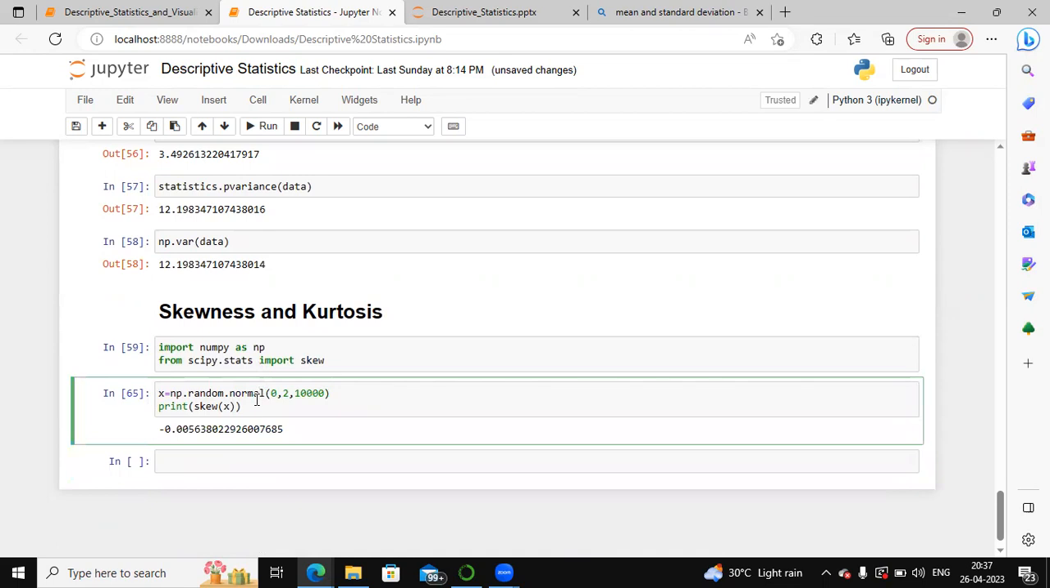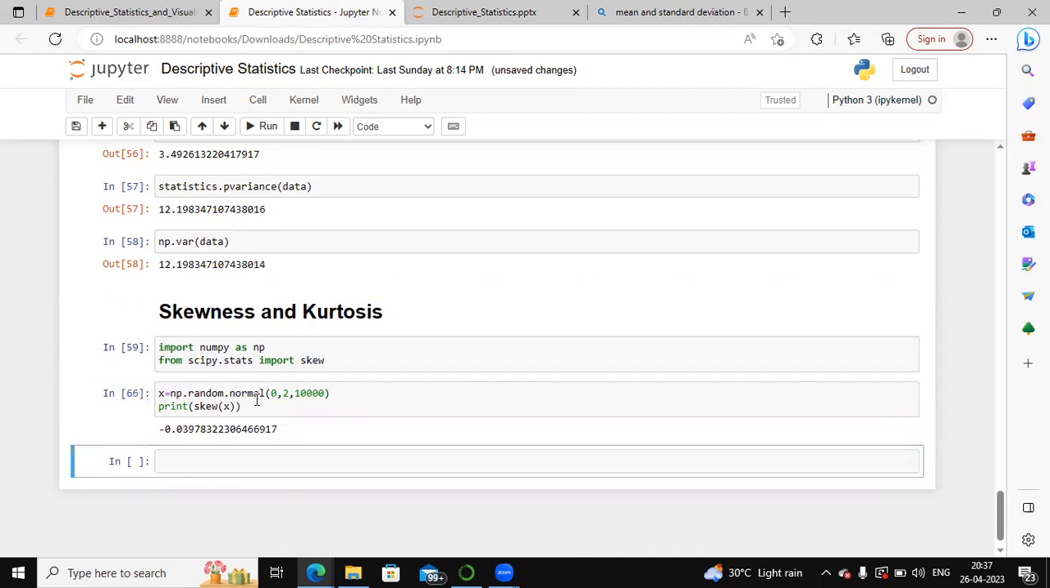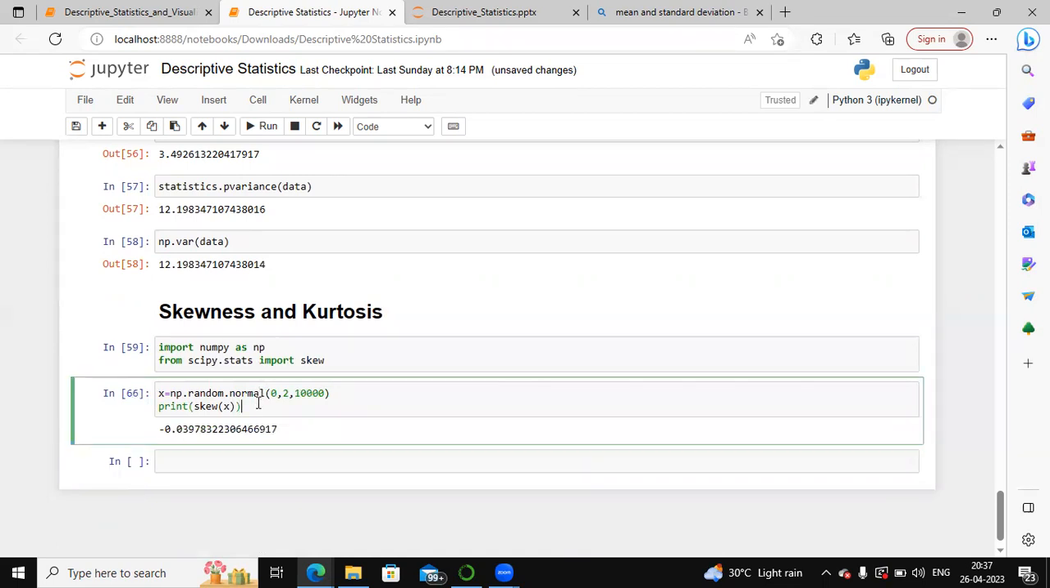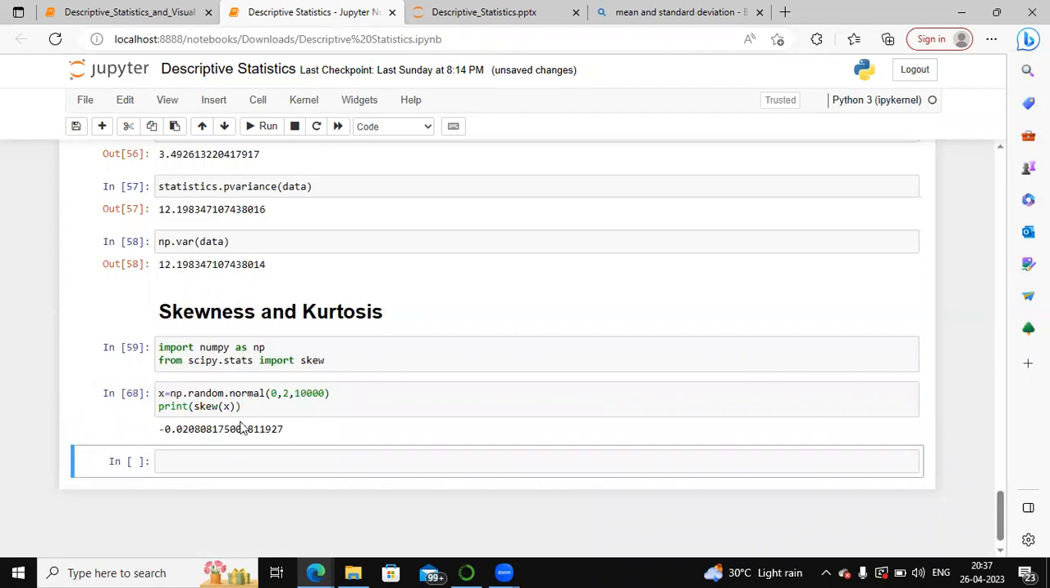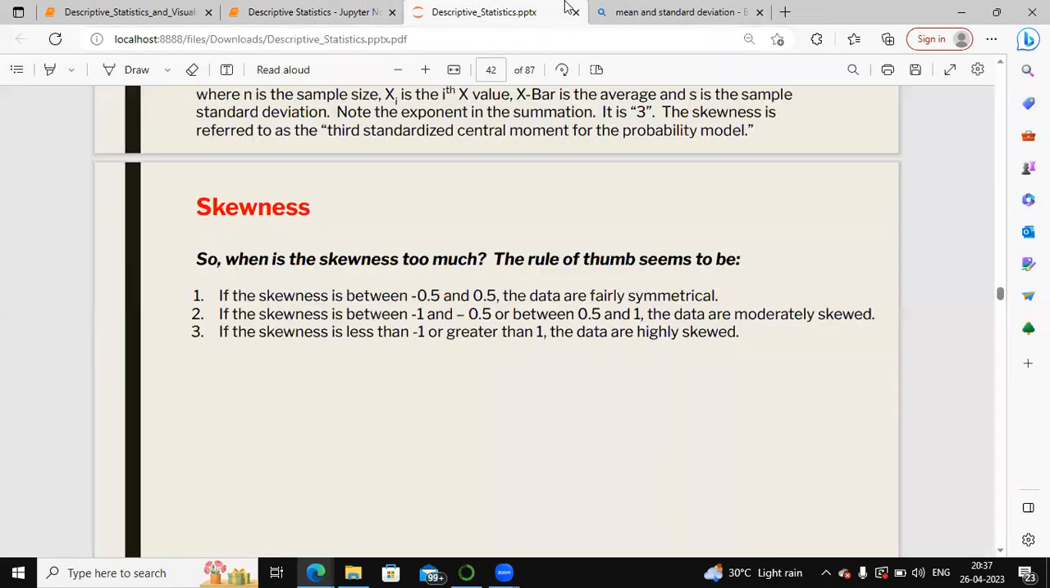Also, if you keep on running this code, it will change because it's random, so values will change. Sometimes it comes out differently, but it will always be closer to 0 because it's a normal distribution curve.